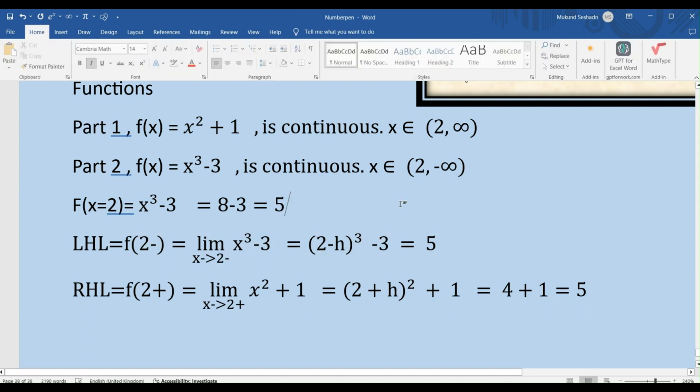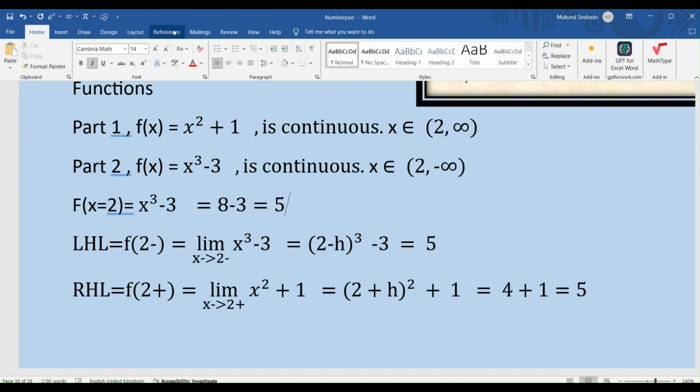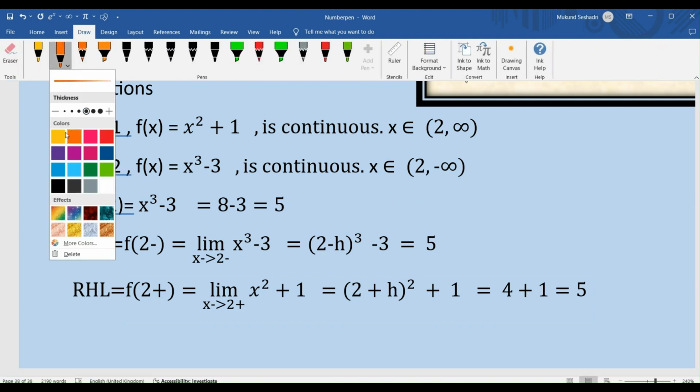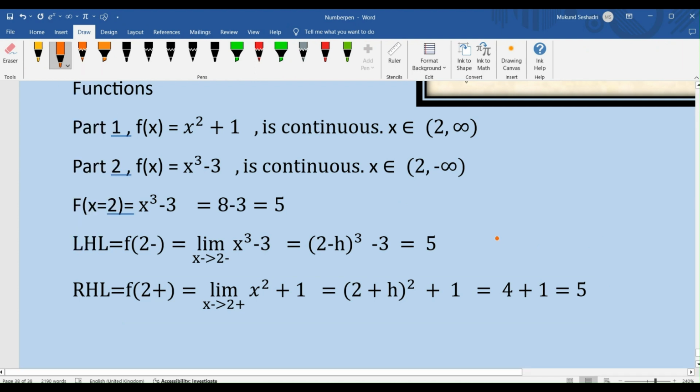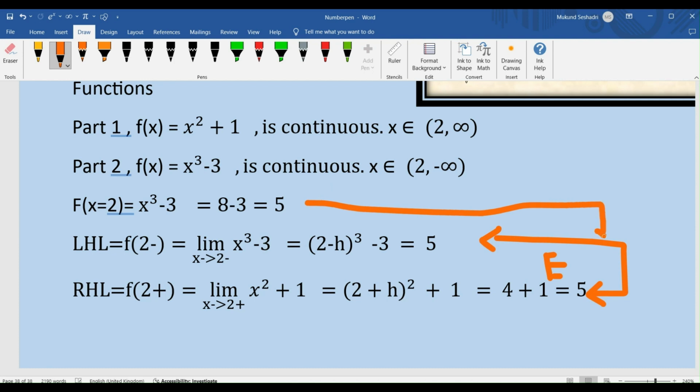So now, talking about continuity at x equals 2, let's check if the conditions are satisfied, right? The limit exists, and why does the limit exist? My LHL equals RHL, right? And these two are equal. f of x at x equals 2 is also equal to these limits, so that is also equal to 5, right? And therefore the function is finite in the neighborhood of x equals 2, right?